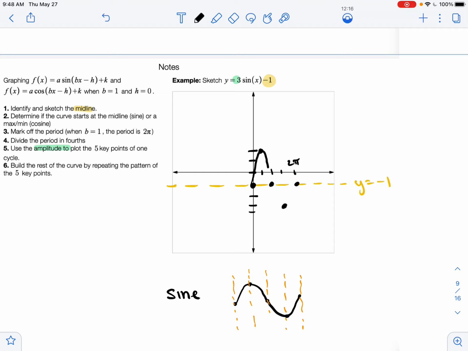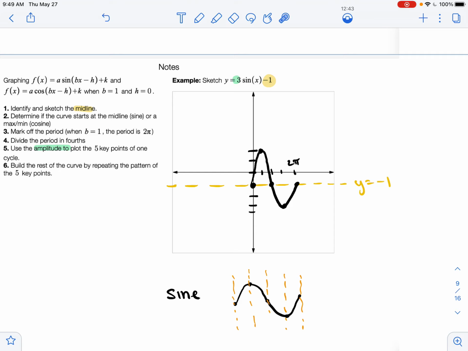And so I see one cycle of my function looking like this. So a midline, y equals -1, amplitude of 1, 2, 3, up to the max, an amplitude of 1, 2, 3, down to the minimum. We see our 1, 2, 3, 4, 5 key points spanning 0 to 2 pi. So we're told to build the rest of the curve by repeating the pattern of the 5 key points. Okay, so I'll repeat the pattern.